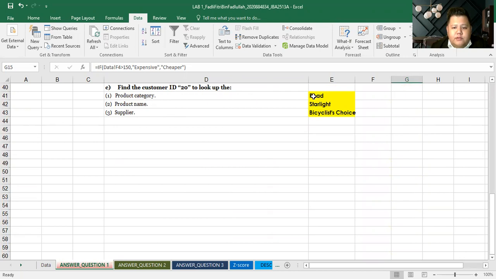I use the VLOOKUP function for product category, product name, and supplier. So for the three questions I use the same function, which is VLOOKUP.